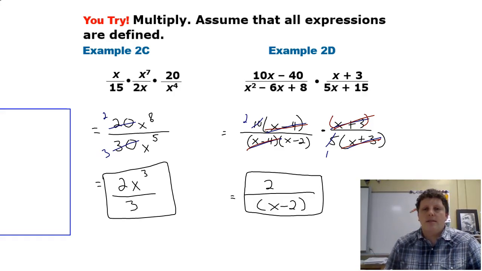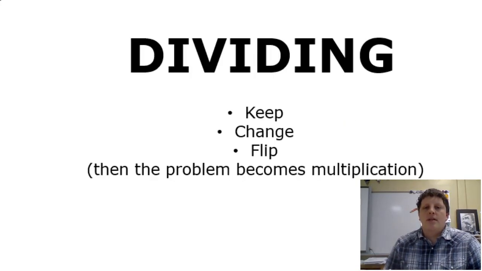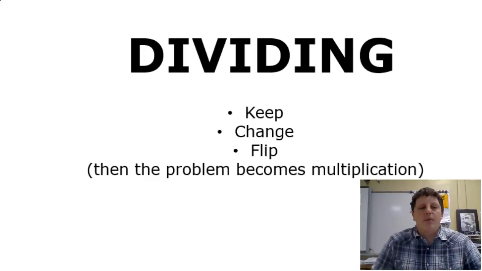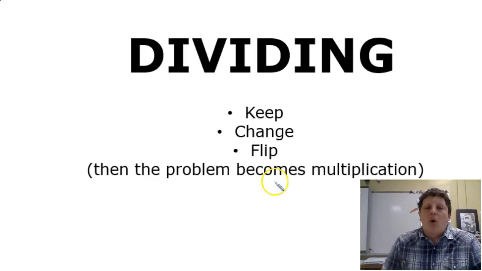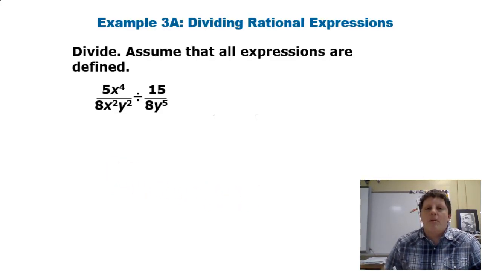Let's move on to the next topic, which is division. Now, remember when you are dividing fractions, you're still multiplying, but it's keep the first one the same. Change the second one. I'm sorry, change the sign to multiplication and then flip the second one. Change, flip. Keep the first one, change the sign to multiplication and flip the second one. We call this multiplying by the reciprocal, right? We don't actually divide fractions, we multiply by the reciprocal. So we have a multiplication problem after that.